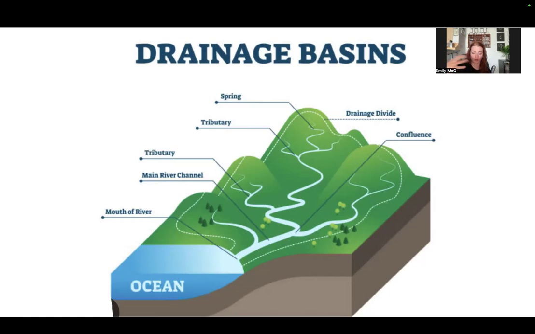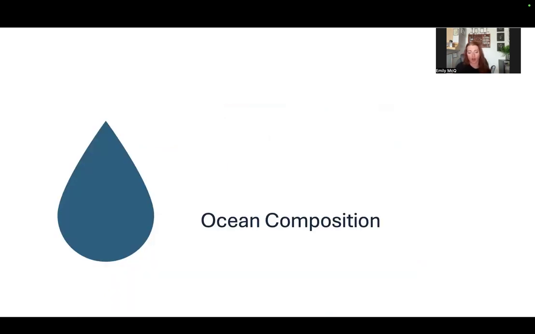So I know the ocean is sort of a step back from rocks and from tectonic plates, but it is so integral into Earth's systems and how geology functions that I had to talk about it. I have to talk about the ocean. So we have to start with, and this is so geologic, people don't think about how geologic the ocean composition is. But we're going to start by talking about what the ocean is comprised of.